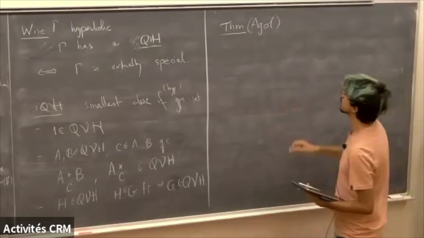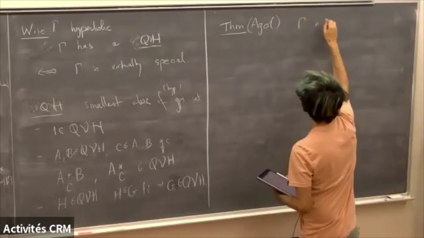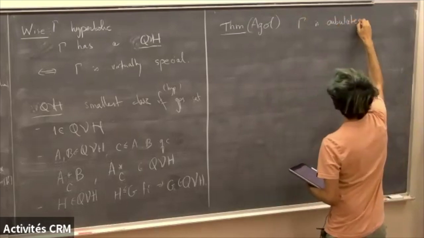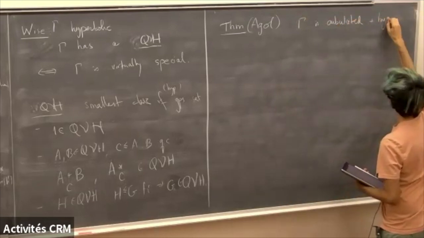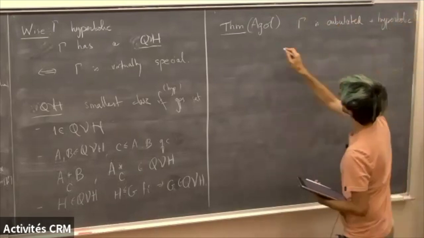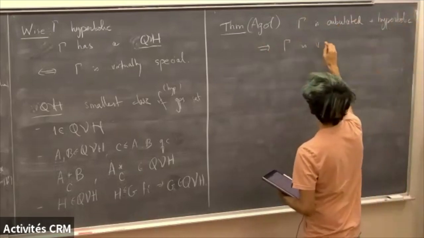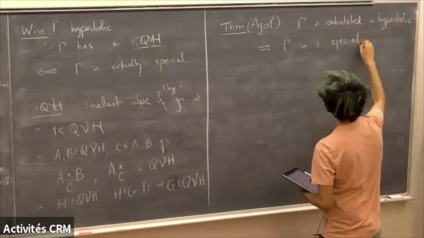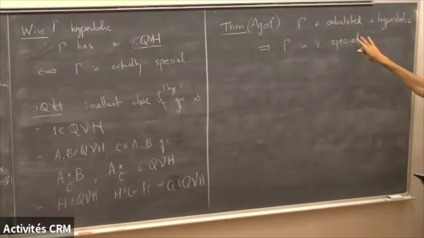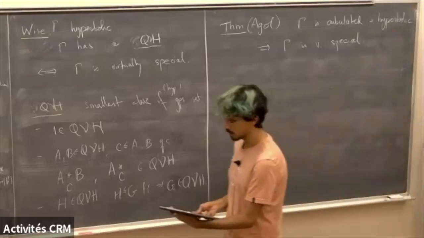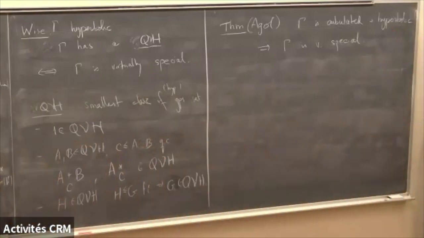That tells us that in fact, if gamma is cubulated and hyperbolic, then gamma is virtually special. Cubulated again means it acts properly and co-compactly on a CAT(0) cube complex, and hyperbolic means Gromov hyperbolic. This is enough to get that it is virtually special, meaning you can pass to a finite index subgroup such that the same cubulation for gamma would be special for the subgroup.